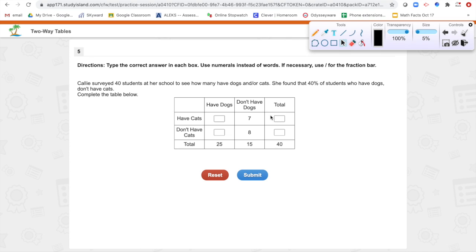Callie surveyed 40 students at her school to see how many have dogs and or cats, and she found that 40% of students who have dogs don't have cats. Once again, just looking at this information, the totals, 25 plus 15 equals 40, which said there's 40 people. Out of those 40 people, 25 have dogs and 15 do not have dogs.